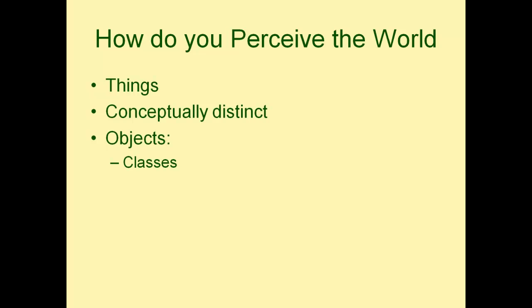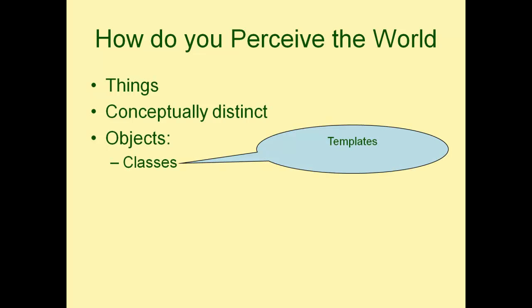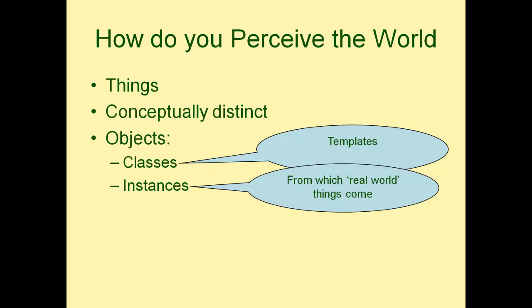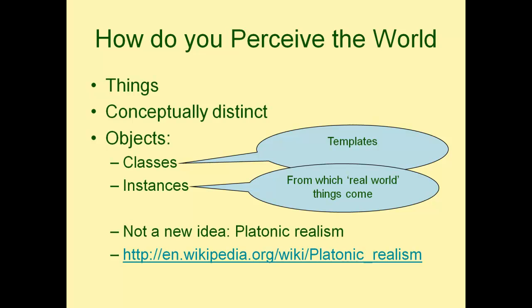and we think of objects as being of two types. Either classes, which are really templates for real world things. So a class might be a human being, a person, but then we have instances of that person, which is me and you. And so we say that the classes are templates and the instances are real world examples of these templates. It's not a new idea, by the way. Plato came up with this called Platonic realism, and you can look at that on Wikipedia.